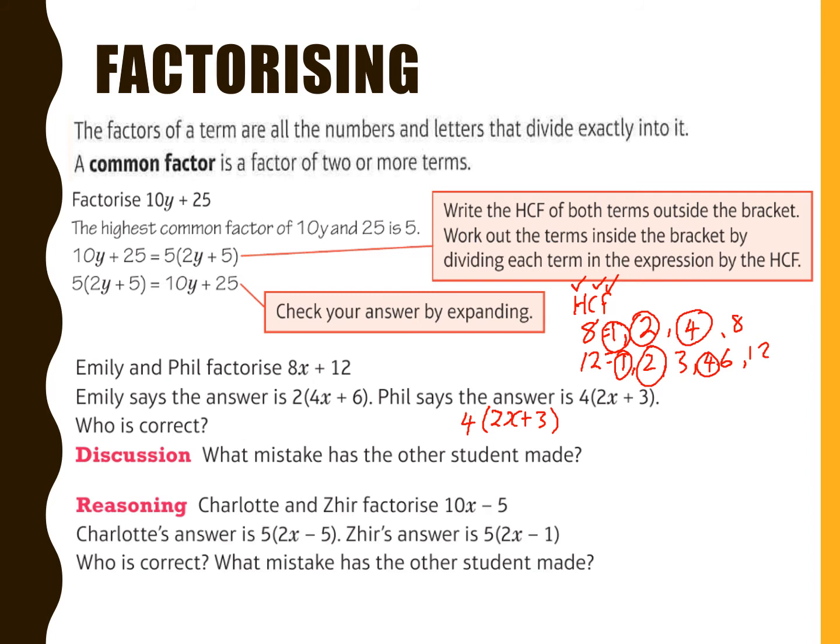Charlotte and Zir factorize 10x minus 5. Charlotte's answer is 5 in brackets 2x minus 5. Zir's answer is 5 in brackets 2x minus 1. Who is correct and what mistake has the other student made? So again, I want you to pause this video and see if you can answer this question on your own.